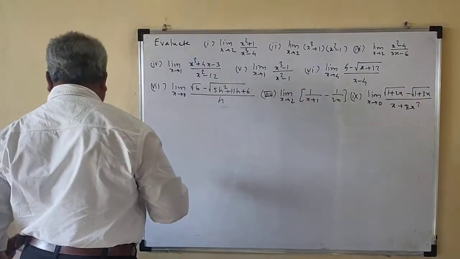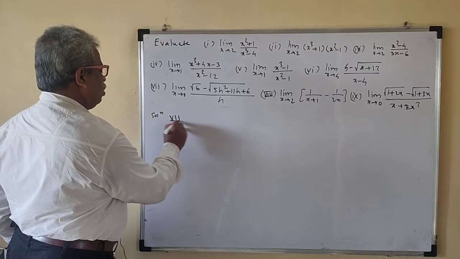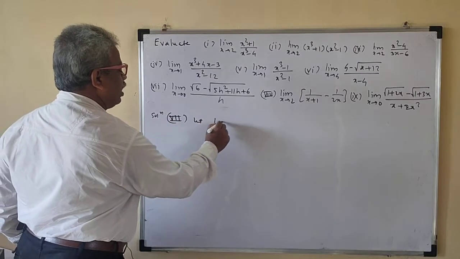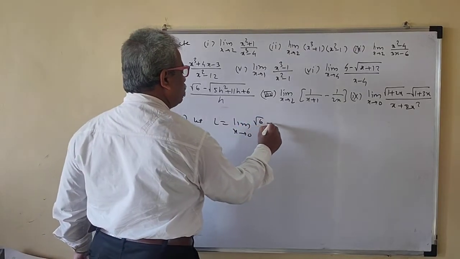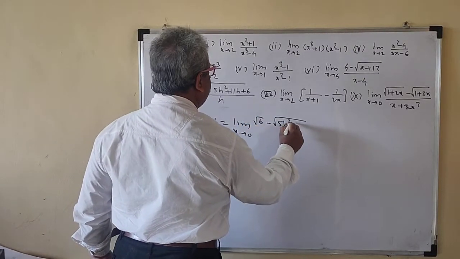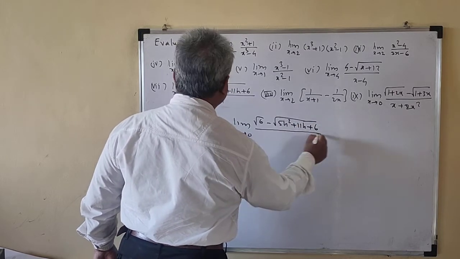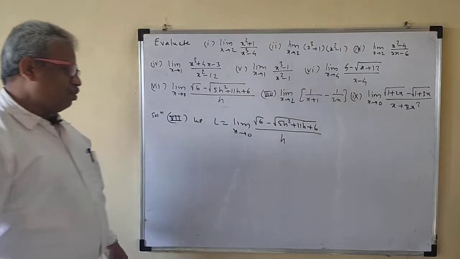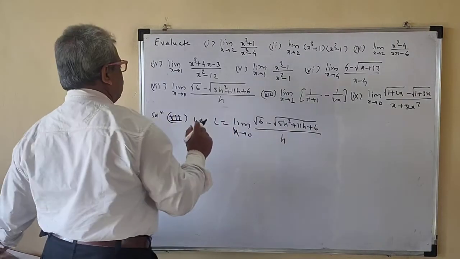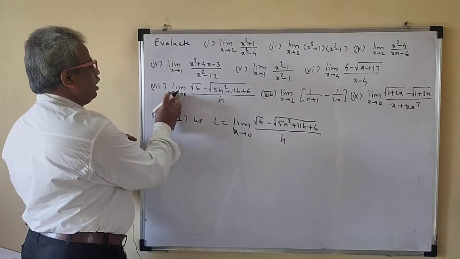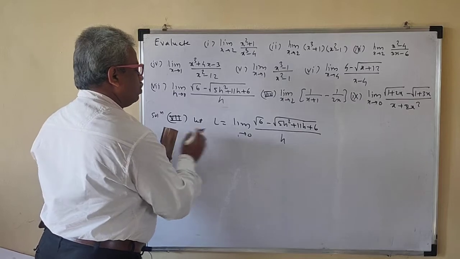Now we'll take the next one. Solution of this. Okay. Let L is equal to limit x tends to 0, root 6 minus root of 5h square plus 11h plus 6. You are familiar with such type of problem. So if you put h is equal to 0, this is h, not x. This is h now. We will correct the problem.